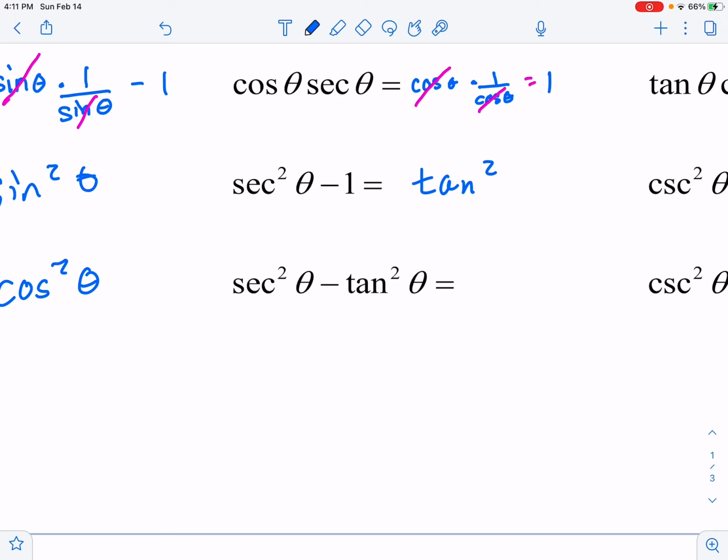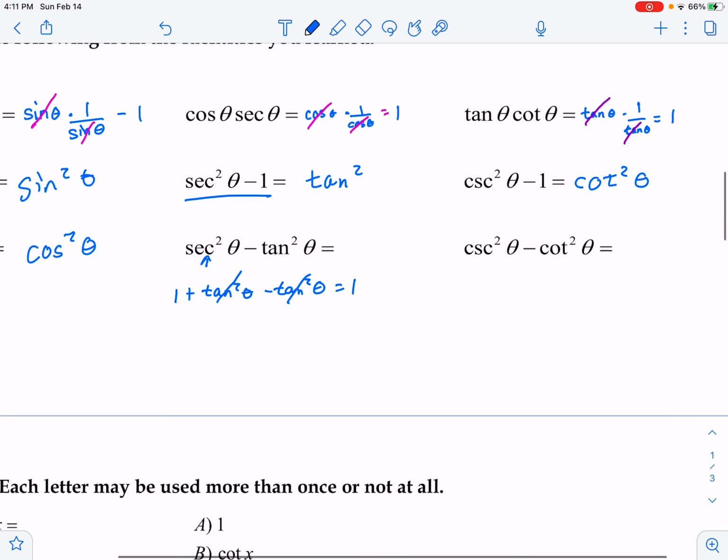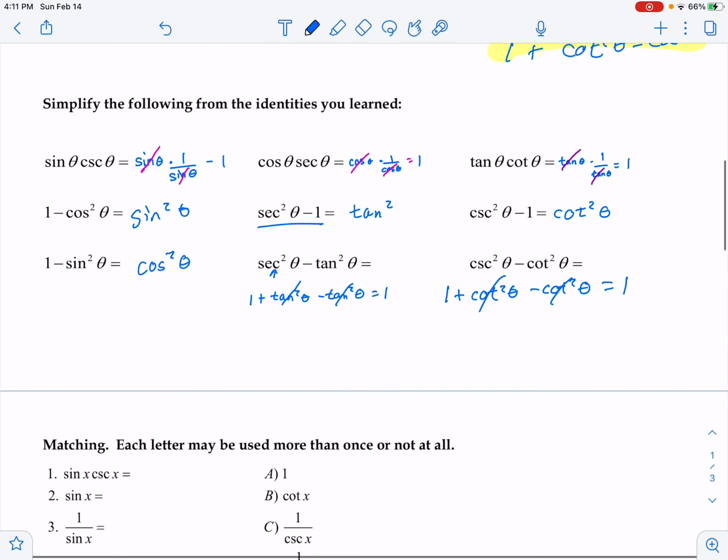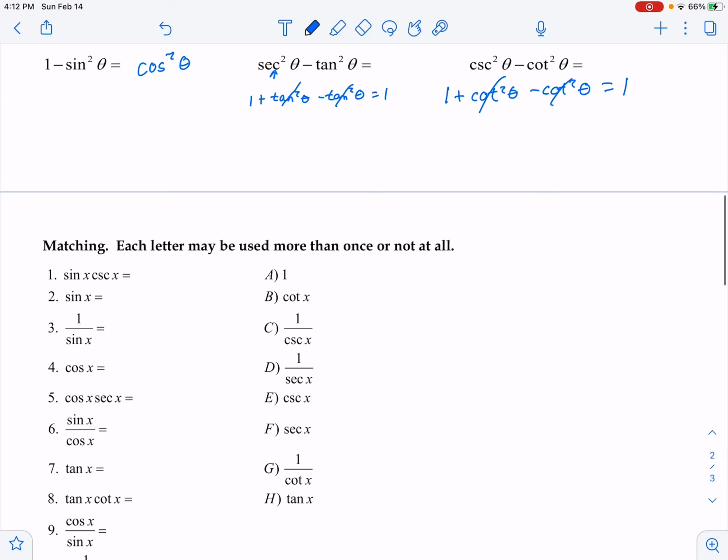Well, I know I can replace the secant squared with 1 plus the tangent squared, right? This is 1 plus the tangent squared minus the tangent squared. And you get 1. Oh, nifty. So this is the same as 1 plus the cotangent squared minus the cotangent squared. And you're left with 1. Oh, good things, people.